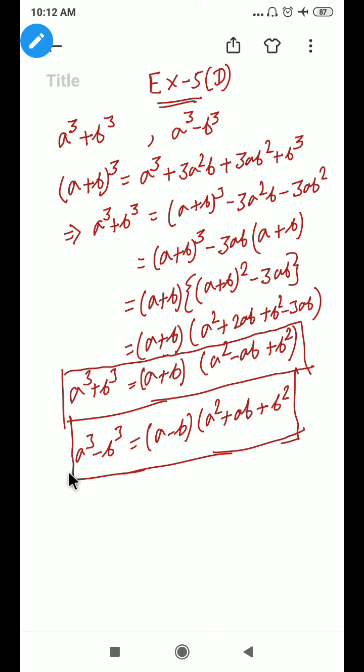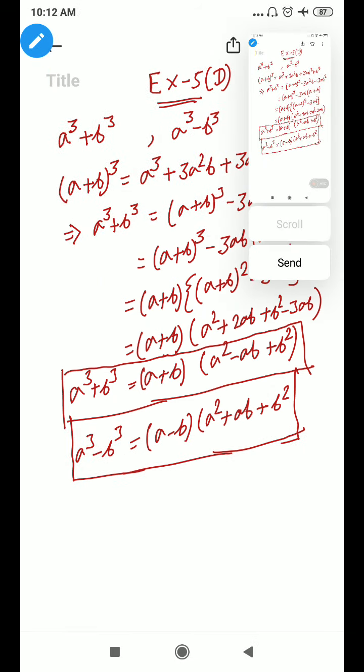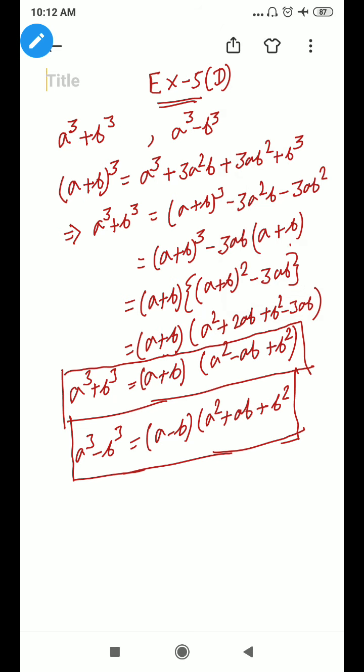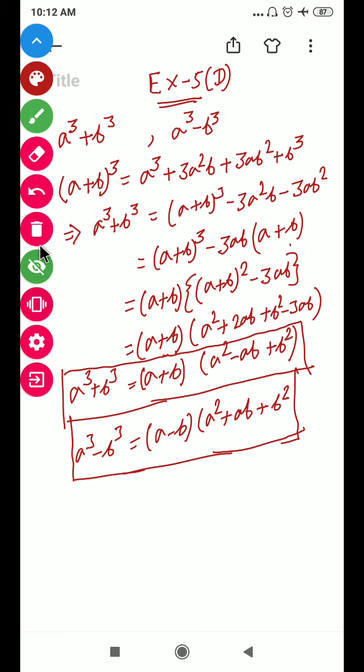So these two formulas you have to remember. Now go to our exercise, 5D, second problem.